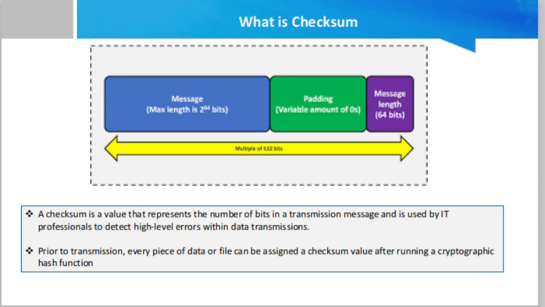Friend, a checksum is a value that represents the number of bits in a transmission message and is used by IT professionals to detect high level errors within data transmission. Prior to transmission, every piece of data or file can be assigned a checksum value after running a cryptographic hash function. The term checksum is also sometimes called hash sum or hash value.